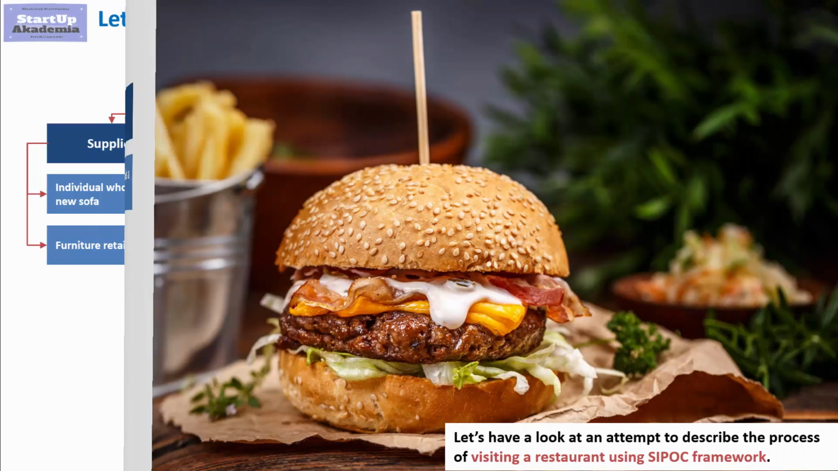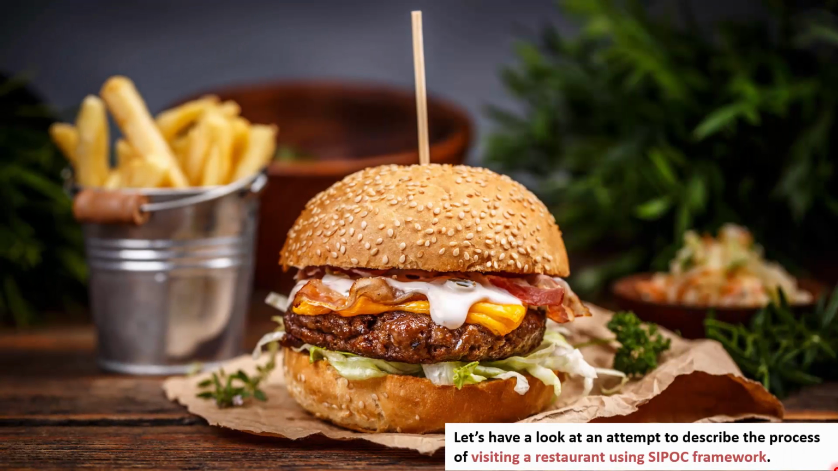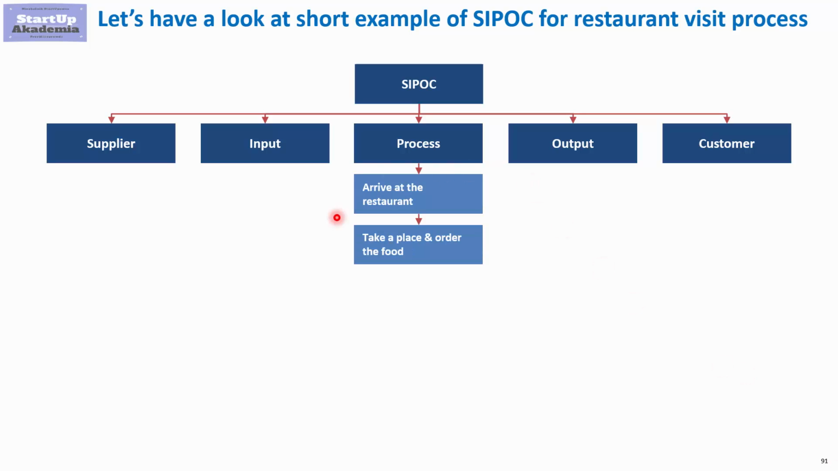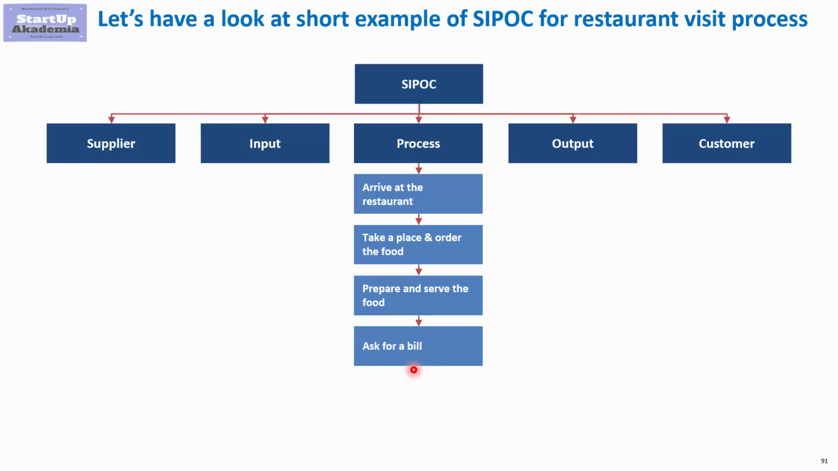Now let's go to our favorite example of the restaurant and the experience of enjoying the food in a good place. And here again, we're gonna start with the process. So the first step is arriving at the restaurant. After that, the customer has to take a place and say what he wants. This is used by the cook to prepare the food, which is later on served by the waiter. Once the food is eaten, the customer asks for a bill, he pays for the food, and he leaves the restaurant.